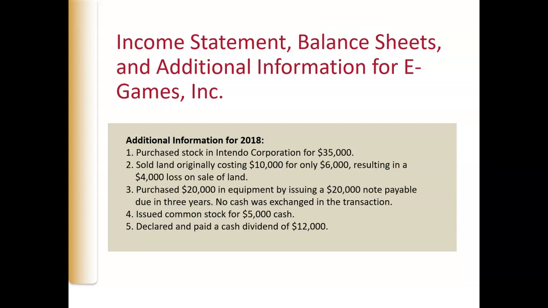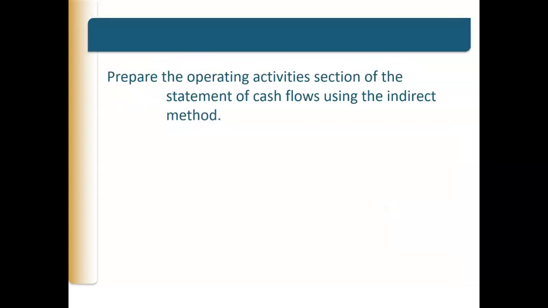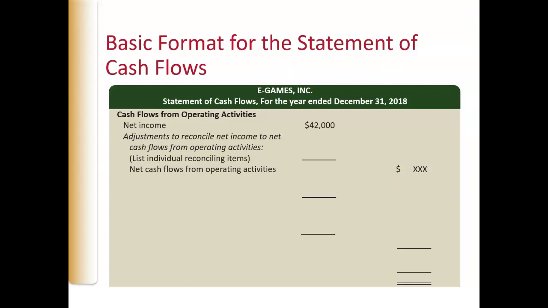When we issued common stock for $5,000 cash, what happened there, guys? We received cash. That was a cash inflow. When we declared and paid a cash dividend of $12,000, what is that? Financing also. So, that's the information we have to prepare the statement of cash flows.